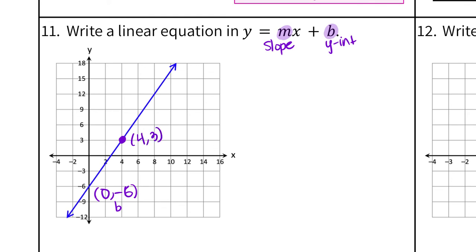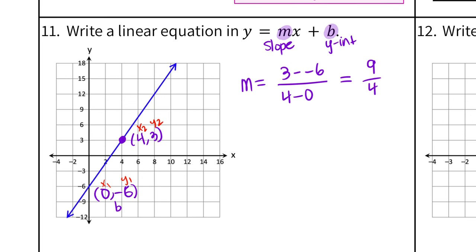So if I use, this is x1, y1, and my new point is x2, y2, I can do the slope formula, which would be 3 minus -6 over 4 minus 0. And this gives us 9 over 4. So in this case, because it's a graph and it's not a story or anything, I'm just going to go ahead and leave it as a fraction. So this is M.